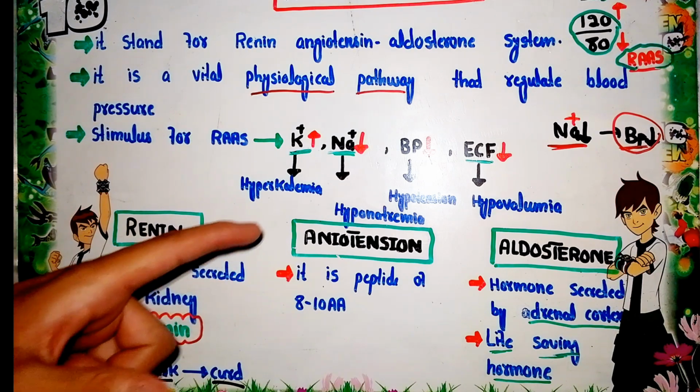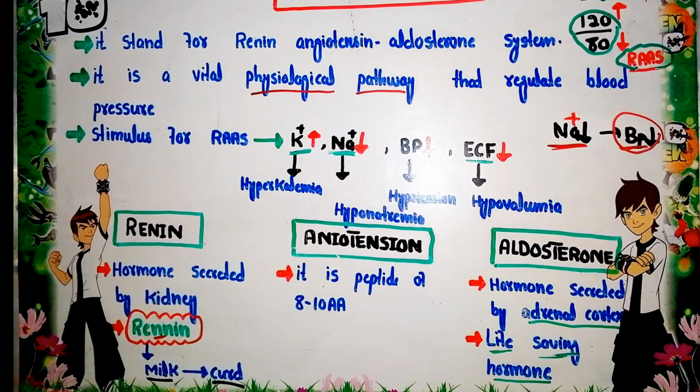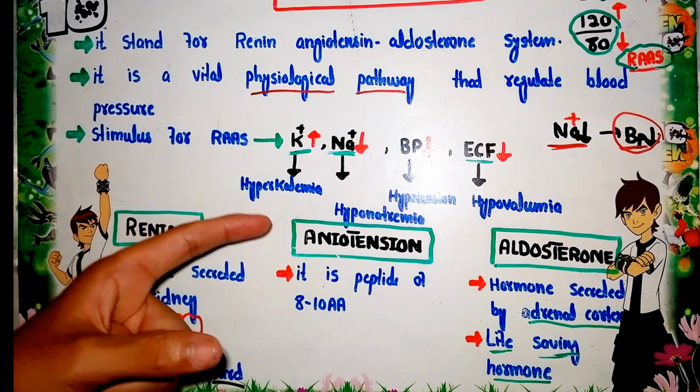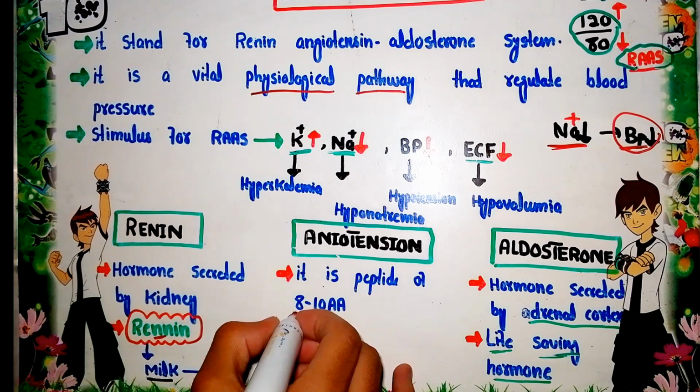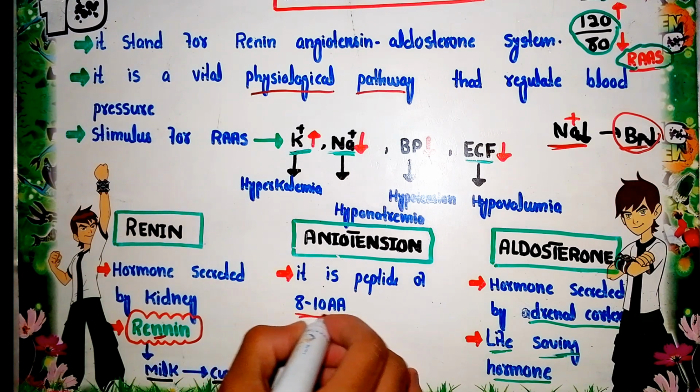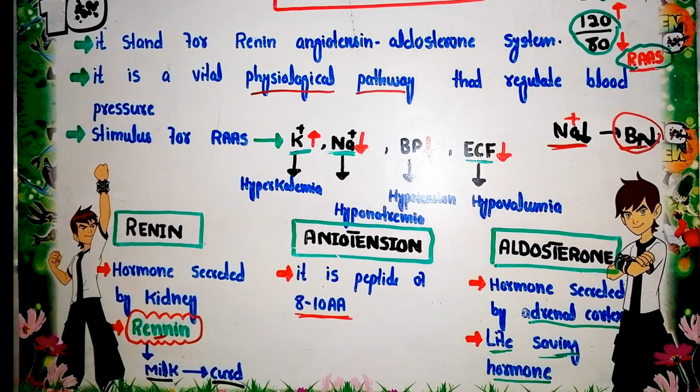Now the second term is angiotensin. Angiotensin is basically a peptide composed mainly of 8 to 10 amino acids. Angiotensin 1 is composed of 10 amino acids, and angiotensin 2 is composed of 8 amino acids.